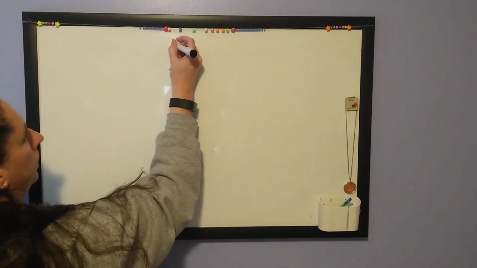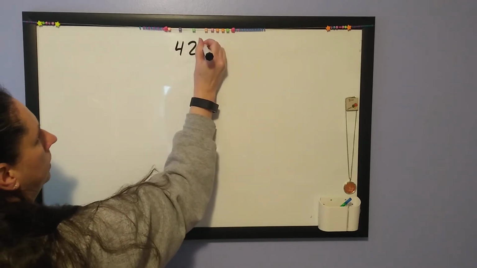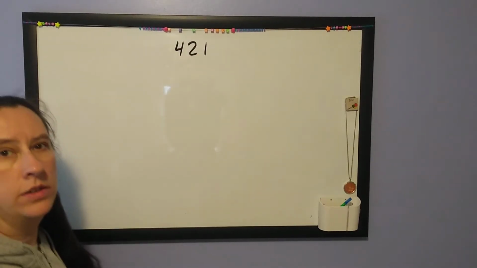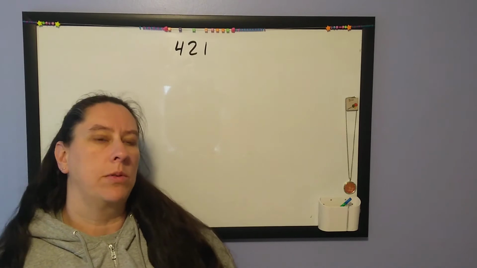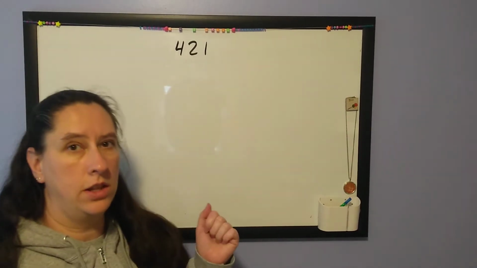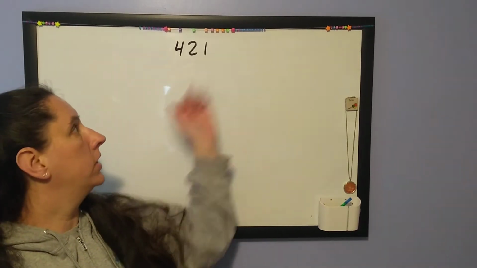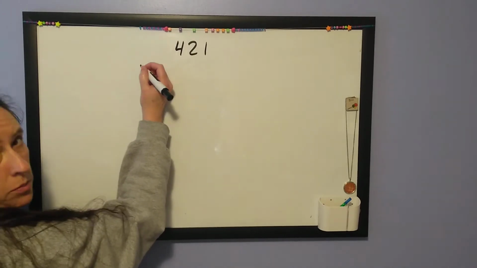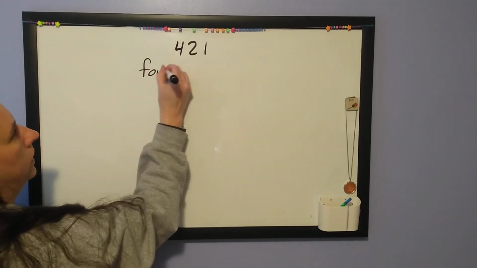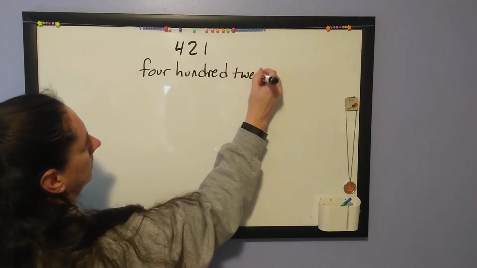You are going to put what you've rolled. Let's say I rolled a 4, a 2, and a 1. Okay, so for this game, I'm going to try to create the largest number. So I have it in my standard form already, 421. I'm going to write it in number name, or word form, 421.